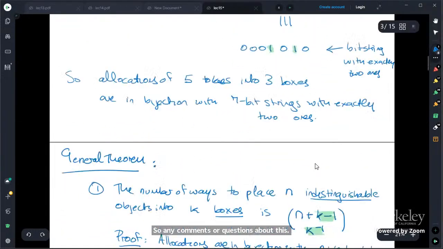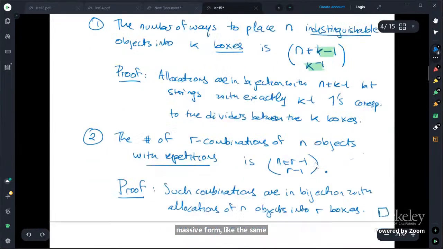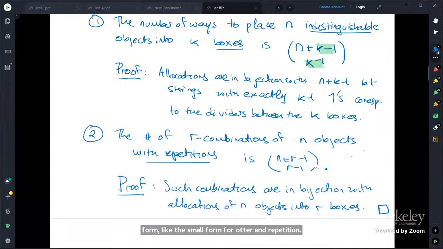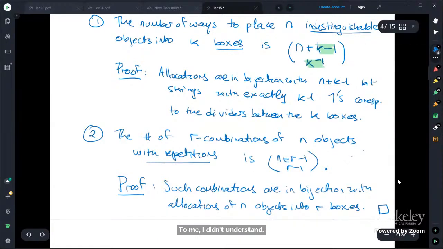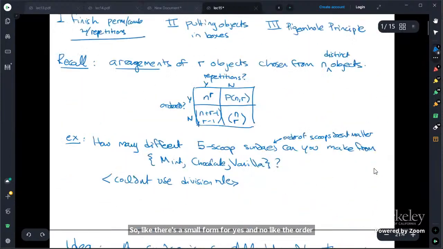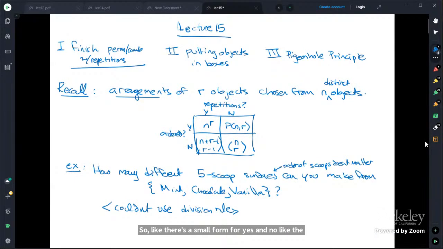May I see the form, like the small form for order and repetition? Excuse me, I didn't understand. So like there's a small form for yes and no, like the order and repetition. Oh yeah, right. So what do you want to see here? Yeah, just want to make sure.